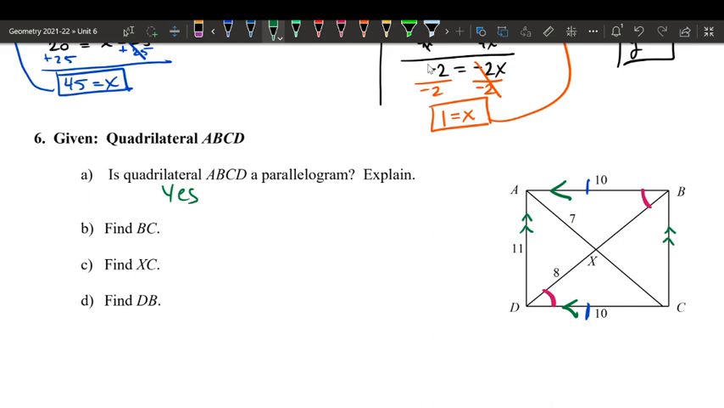So find BC. Where is BC? Here's B to C. All right, so if I want that side length, well, I see across from it is 11, so it must be 11. And then find XC. All right, so where's XC? From the middle to the bottom right corner. Well, that must be the same as the other part of that same diagonal, so it has to be 7.